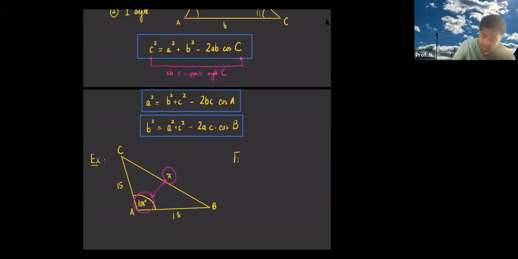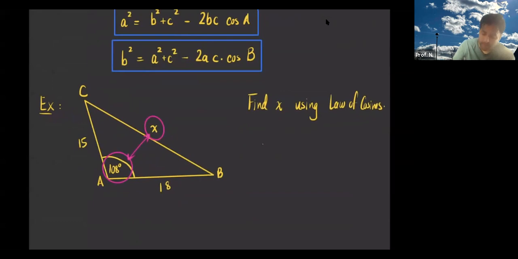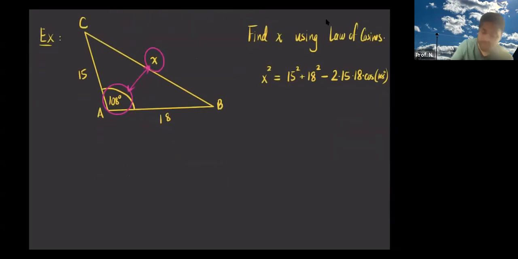I want to find X using law of cosines. So what is that going to look like? It's going to look like this. X squared equals, and then I have to add up the squares of the other sides that are not opposite 108 degrees, which is what? 15 squared plus 18 squared minus 2 times 15 times 18 times cosine of 108 degrees. And I want to find X squared.